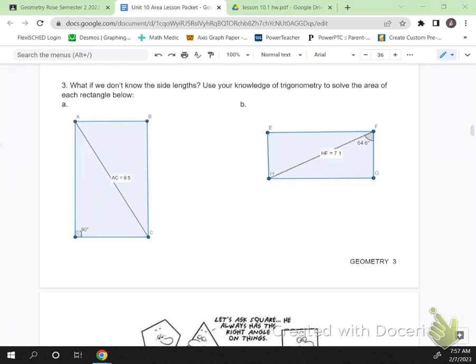All right. What if we don't know the side lengths? But what if I know maybe the diagonal and an angle? Let's do A together. I know the diagonal. Okay, in case you didn't know, this is a diagonal. If you didn't know that, I might label that. You're going to see that language come up. Diagonal. And a diagonal is 9.5 units. I know that this angle is 90 because we're in a rectangle, and a rectangle has 4 90-degree angles.